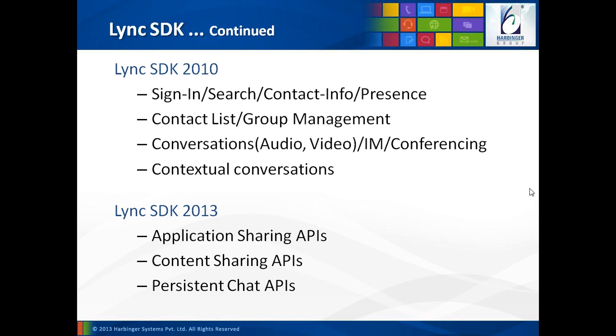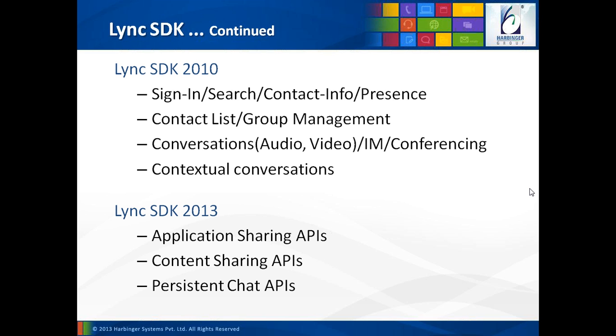There are a set of APIs which help us to manage the contact lists and group management. So you can add users to your contact list, remove users from your contact list, then create groups and move users as groups. The most obvious APIs which the Lync SDK should have is creating and managing and handling the conversations, the instant messaging and audio-video conversations. And the namespaces which are responsible for doing this are the conversations and conversations.audio-video namespaces.